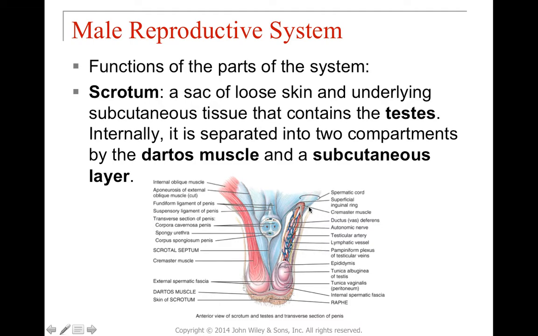So this is the cremaster muscle here. This cremaster muscle is going to be surrounding this whole region, including the ductus deferens and the autonomic nerves. There's also a testicular artery, some lymphatic vessels in here. So lots of different things inside this region is going to contract up when this individual might get cold.